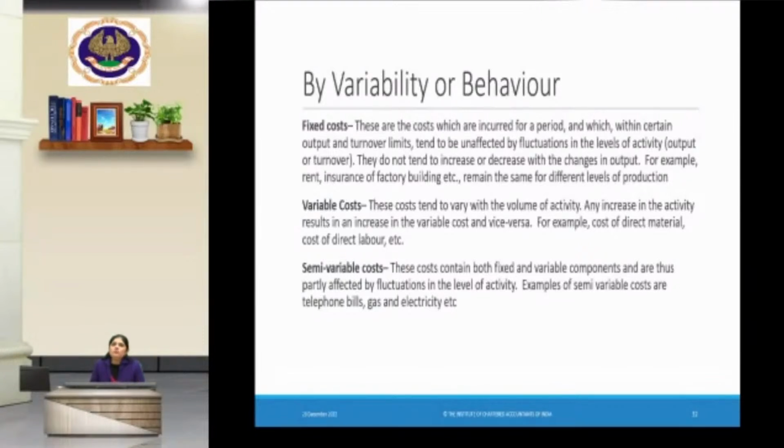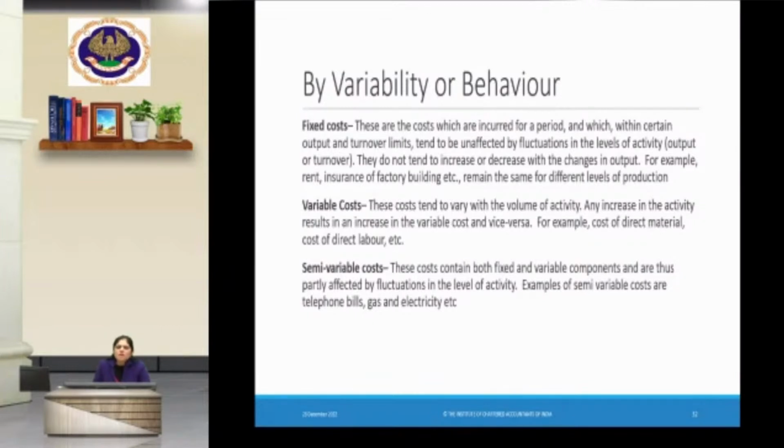But if you increase your consumption beyond 500, especially in summers, ACs are working and everything. So the electricity bill is huge during summers. So if you are consuming electricity beyond 500 units, then your bill will increase accordingly. So till 500 units, your electricity bill is fixed at rupees 5,000. Beyond 500 units, it becomes variable. So semi-variable means it has the component of both fixed and variable.